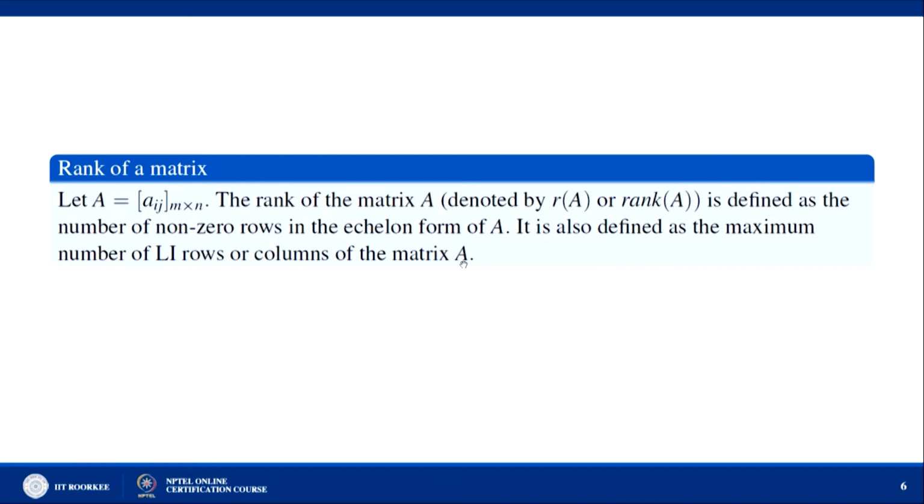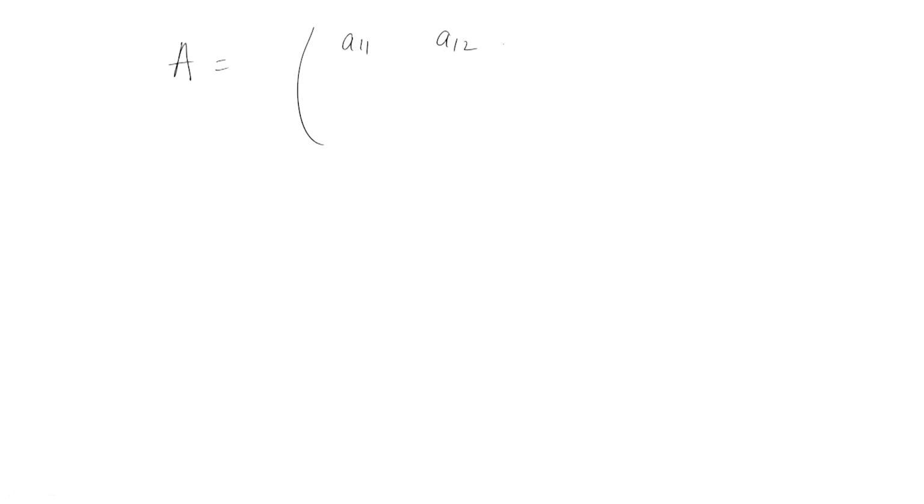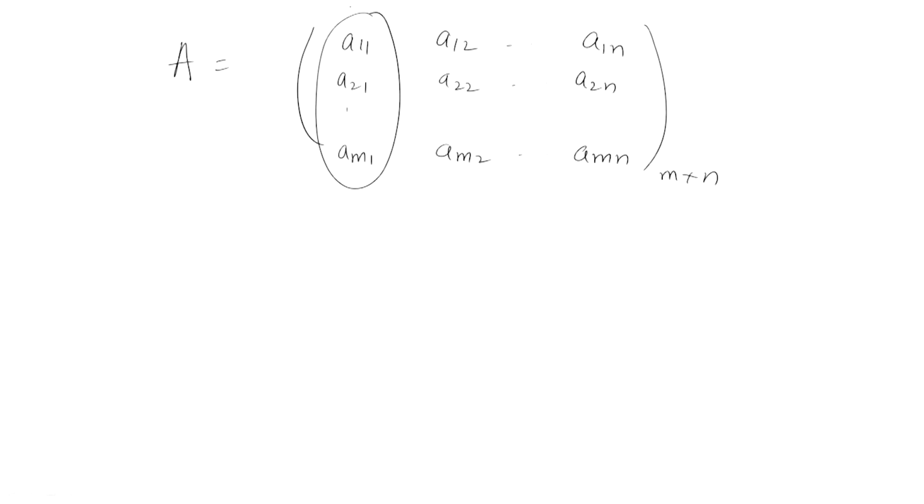If you have a matrix, say A11, A12 and so on up to A1n, A21, A22 and so on up to A2n, it is of order m cross n. Now, you take the first column, say C1, as one vector, the second column as a second vector, and the last column, sorry, it is n, as the nth vector. The number of linearly independent columns is the rank. I mean, we are taking one column as one vector, the second column as a second vector, the nth column as the nth vector.